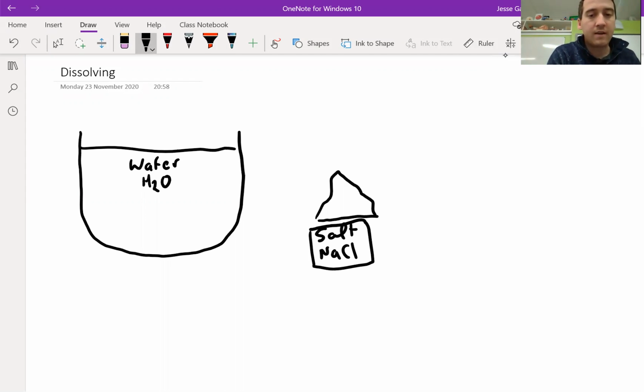Now, when we add the salt to water, we make a mixture. And the salt, well, it looks like it dissolves. Okay. So it looks like it dissolves. I'm going to rub those out actually because we can't actually see particles. Okay. Now, what's actually happening here is, well, we can explain this using the idea of particles.